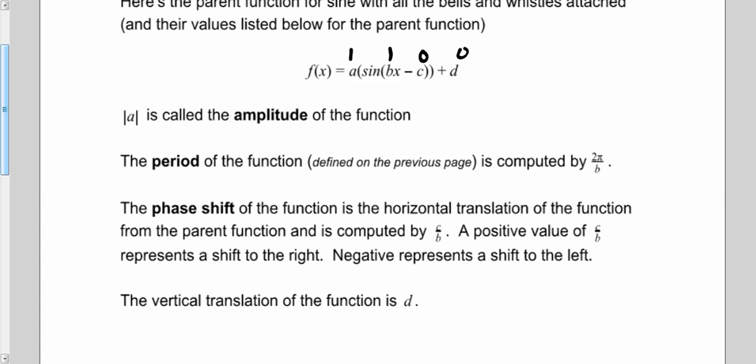The phase shift, how much I move left or right, is called the phase shift. And I compute that by taking c and dividing it by b. C divided by b is my phase shift. If I have a positive phase shift, I'm moving to the right. If I have a negative phase shift, I'm moving to the left.